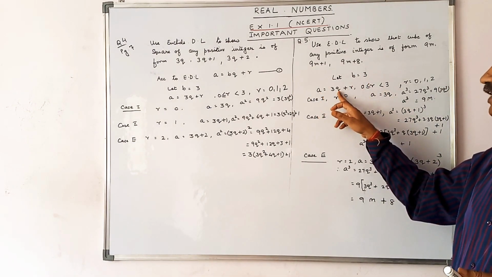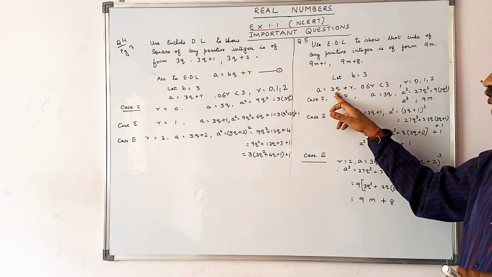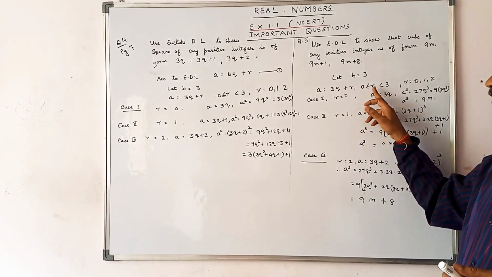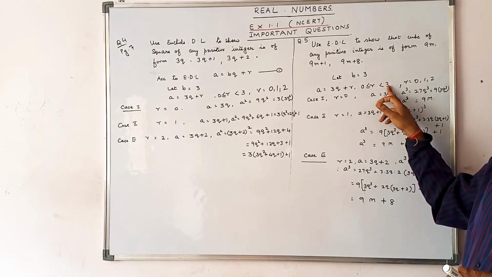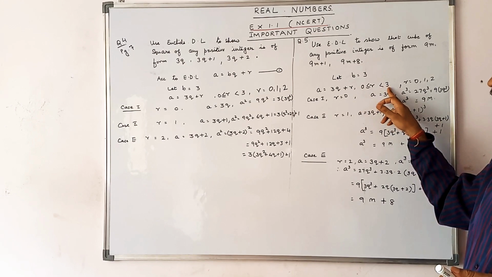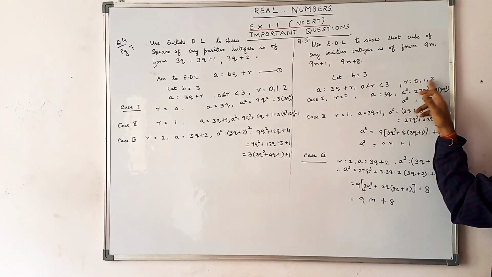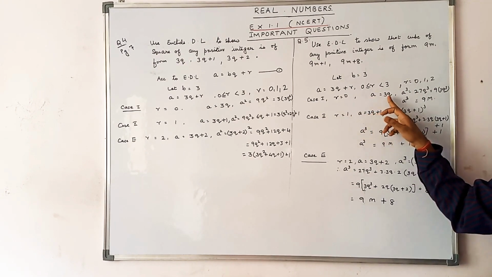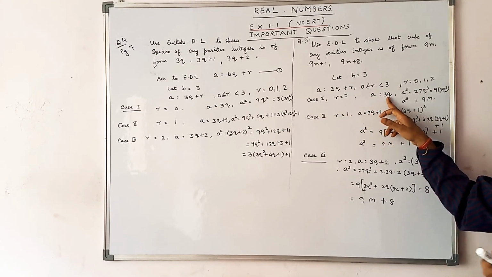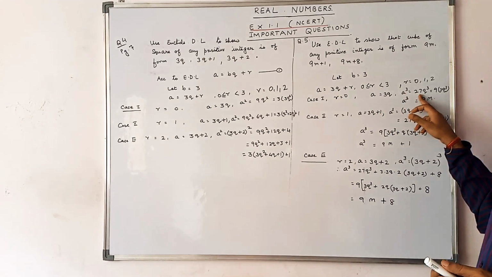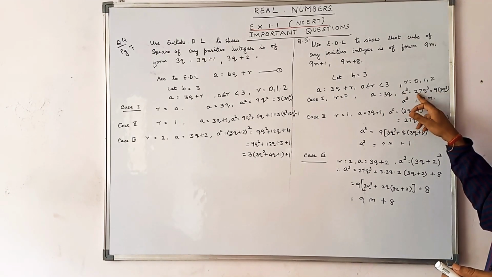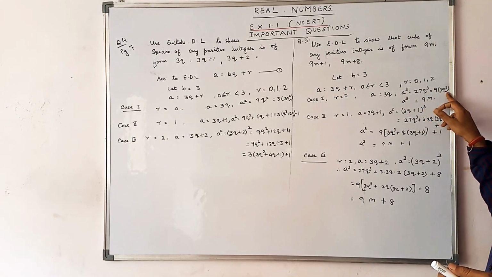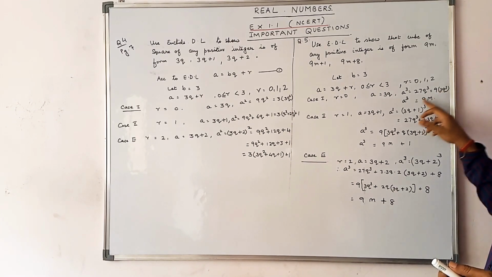a is equal to 3q plus r. So b is equal to 3, r will be from 0 to 2. Now the possible cases of r will be 0, 1 and 2. Case 1, r is equal to 0. a is equal to 3q. a cube is equal to 27q cube. That is equal to a multiple of 9, 9 times 3q cube, which is of the form of a multiple of 9. That means a cube is equal to 9m.